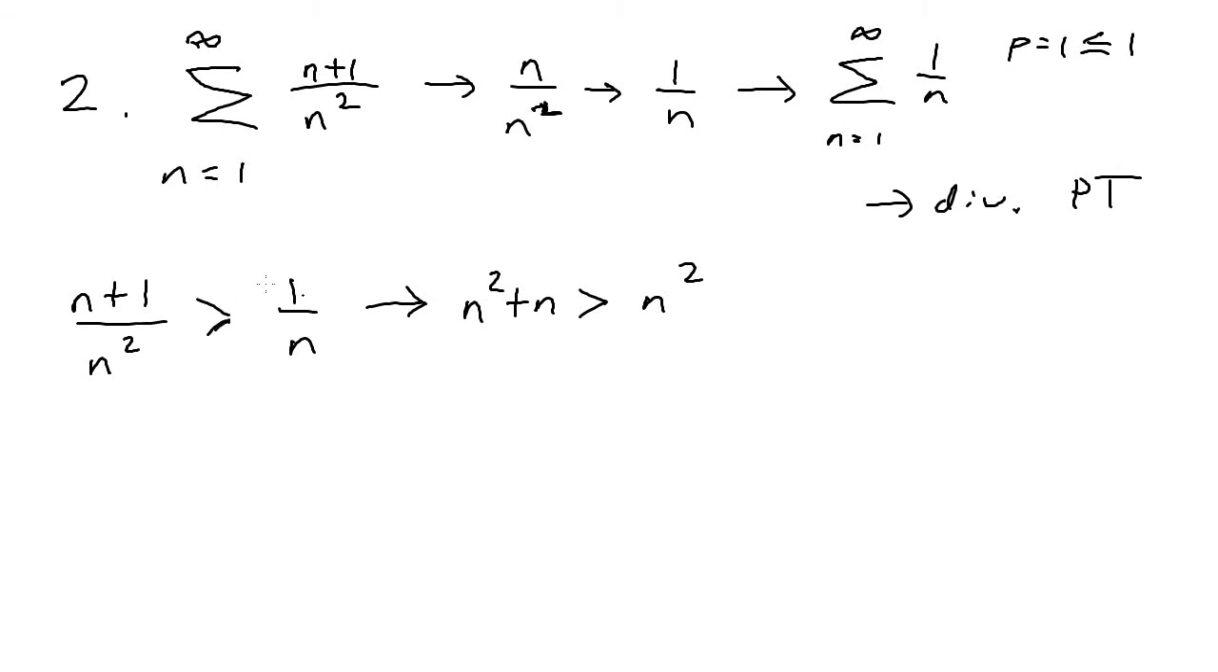So if we know that the series of 1 over n diverges by the p-test, and n plus 1 over n squared is greater than this specific divergent series, this means that the series from 1 to infinity of n plus 1 over n squared diverges as well by the direct comparison test.